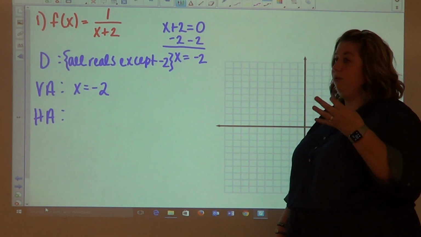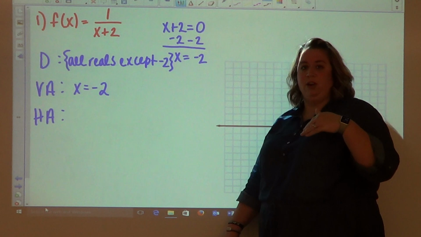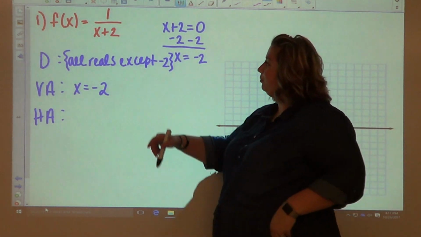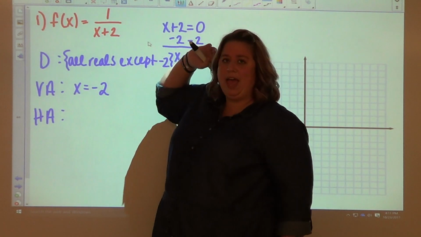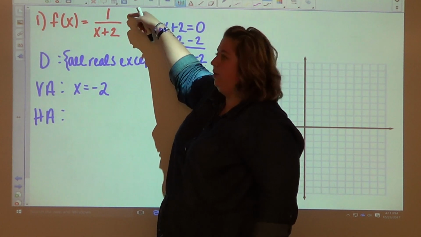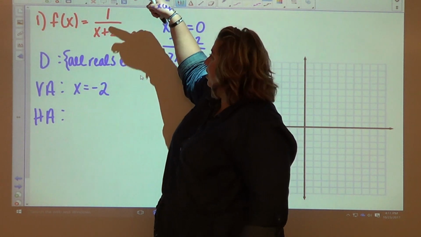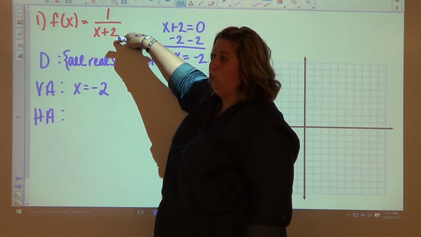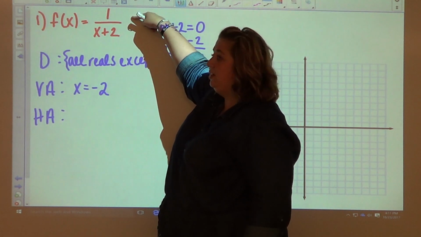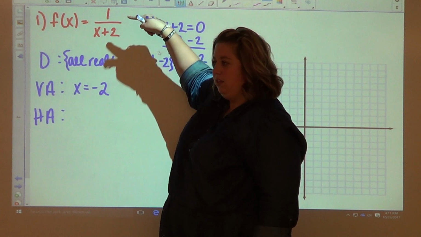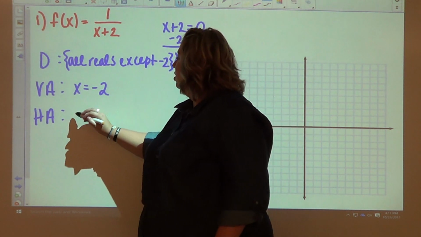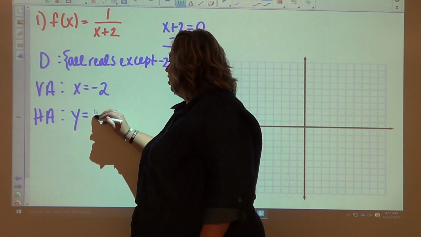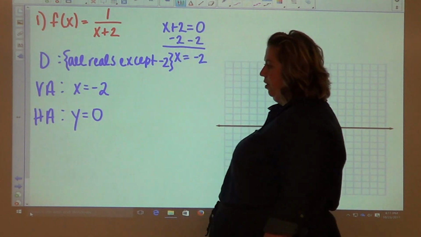Then I look at my 3 options. For the horizontal, look at the degree. If there's no x, then that means the degree is 0. So the degree in the numerator on this one is 0, and the degree in the denominator is 1. So the degree on top is less than the degree on bottom, which means your horizontal asymptote is y equals 0.